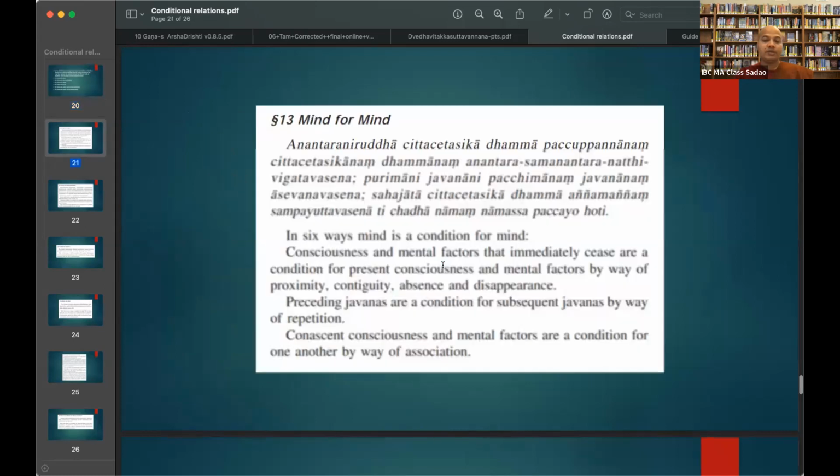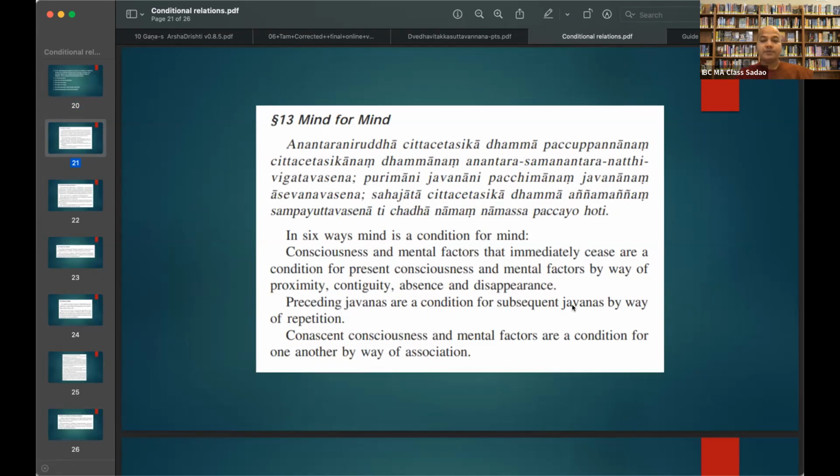Okay, let's look at these descriptions very quickly. I think you should have some idea. So the first one is mind for mind. Skip this Pali part. In six ways, mind is conditioned for mind. How is that? Consciousness and mental factors that immediately cease are a condition for present consciousness and mental factors by way of proximity, contiguity, absence, and disappearance.